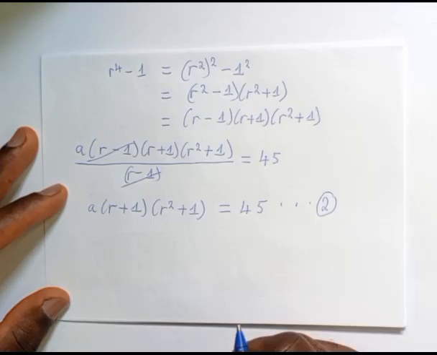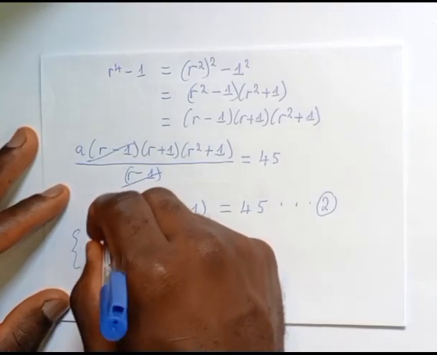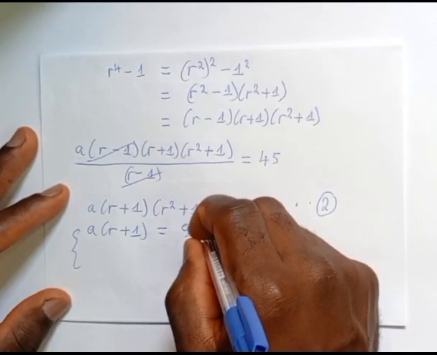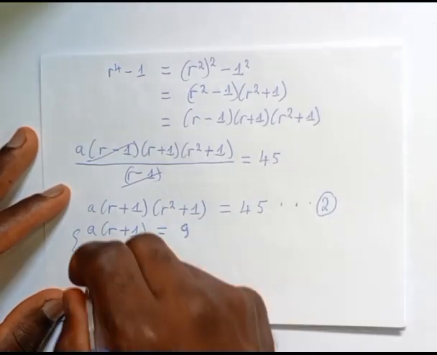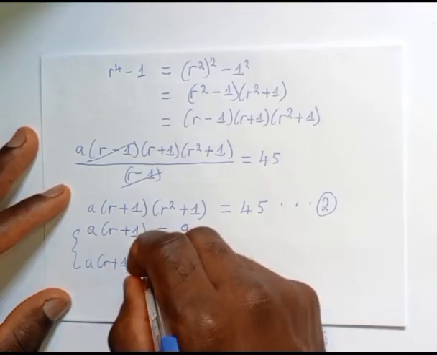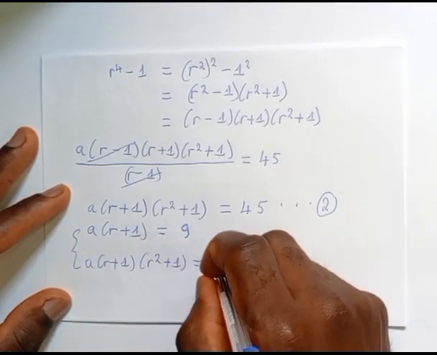We have two equations in terms of a and r. Let's write down the two equations. The first equation, we have a times r plus 1 is equal to 9. This is the first equation. And for the second equation, we have a times r plus 1 times r squared plus 1 is equal to 45.